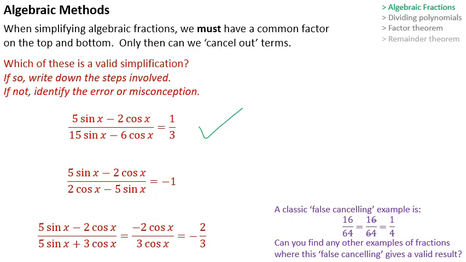You can even test it. You can try putting numbers in your calculator, and you'll find that no matter what value you choose for x, 5 sin x minus 2 cos x will always be the negative of 2 cos x minus 5 sin x, and therefore when you divide them, you get a minus 1.